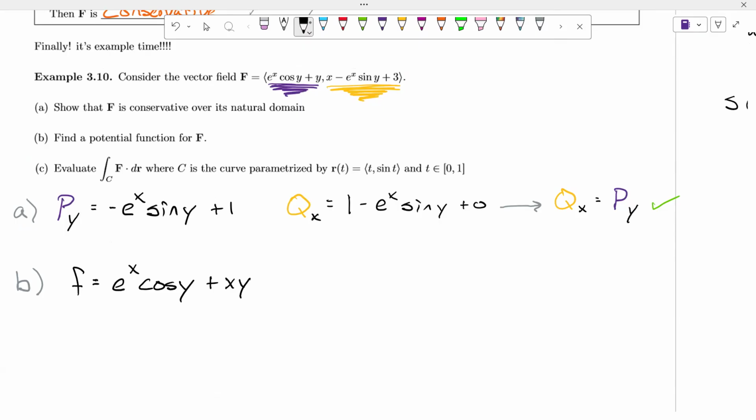If I'm looking at the yellow set, again, it should be the y derivative of something. So x must have come from xy, which is already in the function. Minus e to the x sine y should have come from the derivative of e to the x cosine y, which is already in the function. And that plus 3 should have been plus 3y. That's not in there yet, so I'm going to add it in. I'm going to argue that that's my original function.